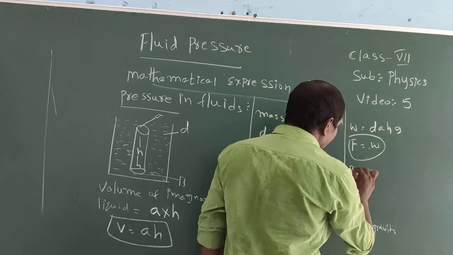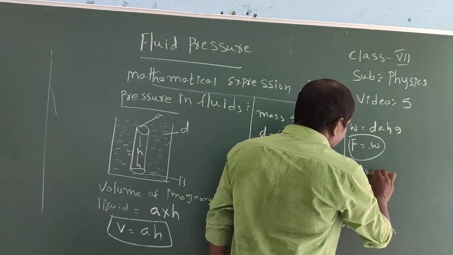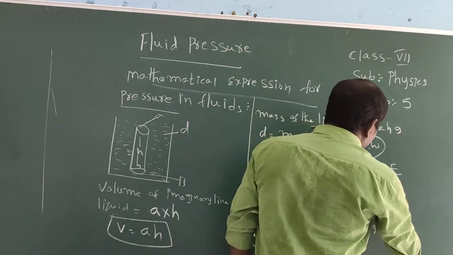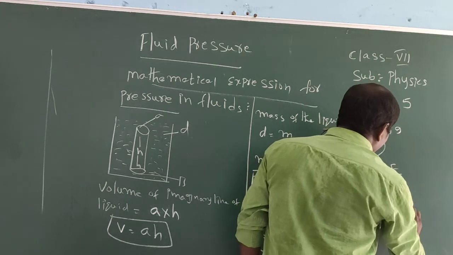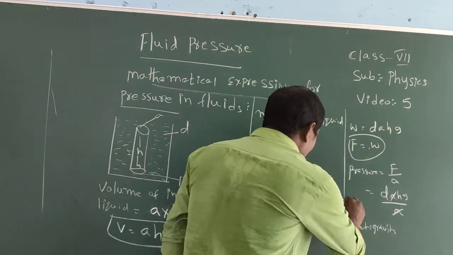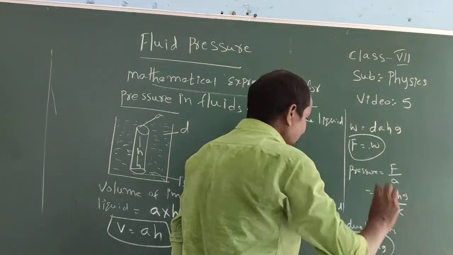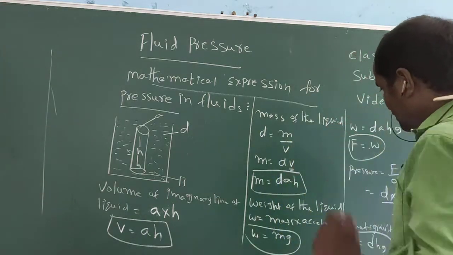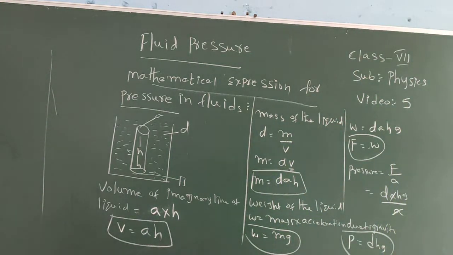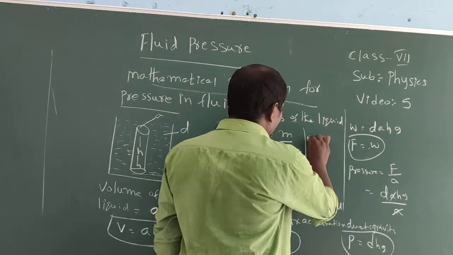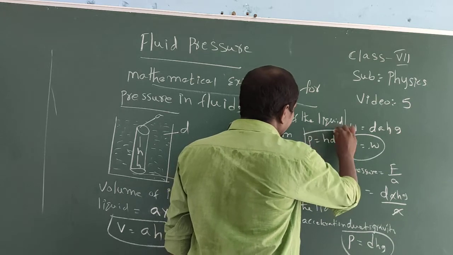Then pressure equal to force by area of cross section small a. So here D into A into H into G by A. So here A cancels. So P equal to DHG. So we can write P equal to HDG. It is the pressure equation.